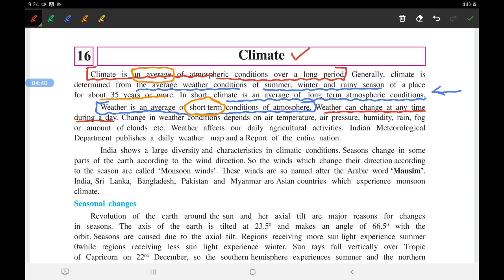Change in weather condition depends on air. See, what are the factors that will determine it? The change in the weather condition depends on air temperature, air pressure, humidity, rain, fog, or amount of clouds, etc. Weather affects our daily agriculture activities also. Meteorology is the science of studying weather. The Indian Meteorological Department publishes a daily weather map and a report of the entire nation in the news. You might have seen this, right? There is the daily weather report, which tells us which places will get rain, what will be the condition, what will be the highest temperature, lower temperature. All these things are mentioned in the daily report published by the meteorological department.